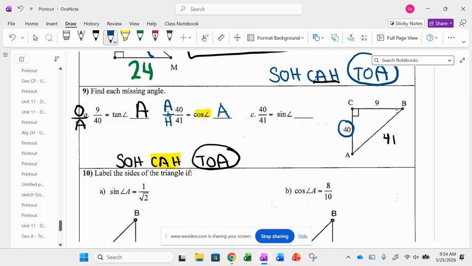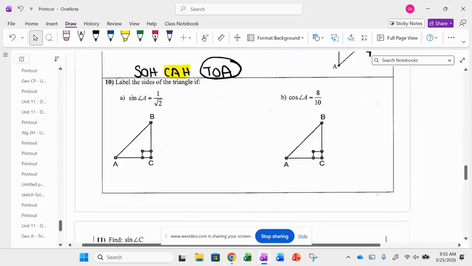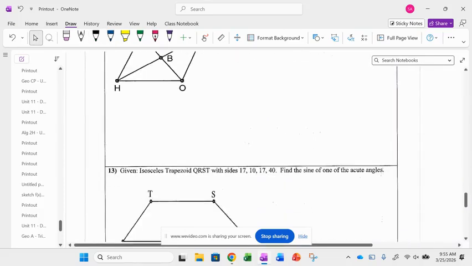All right, what'd you guys get for letter C? 40 over 41 is the sine of which angle? B. Anybody need to see me do that? All right, moving right along. Almost there.